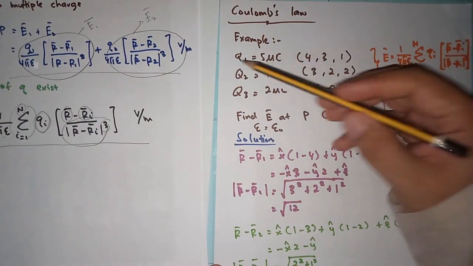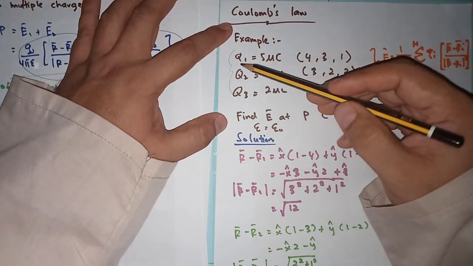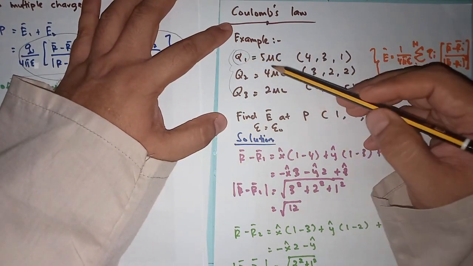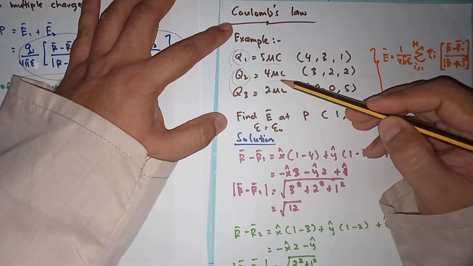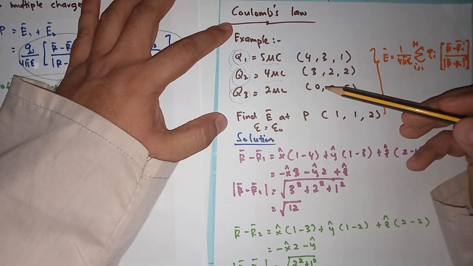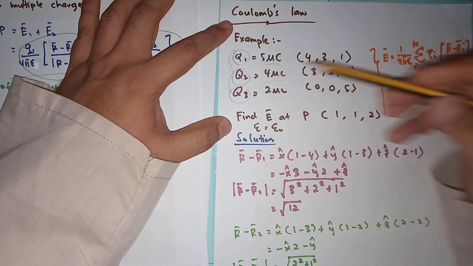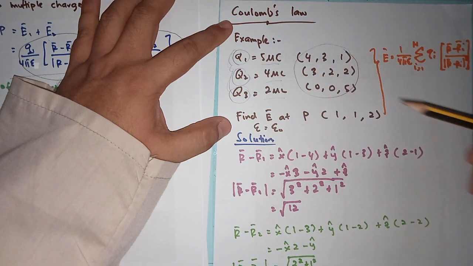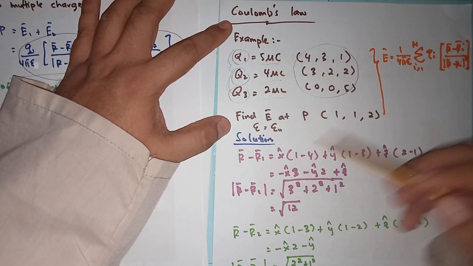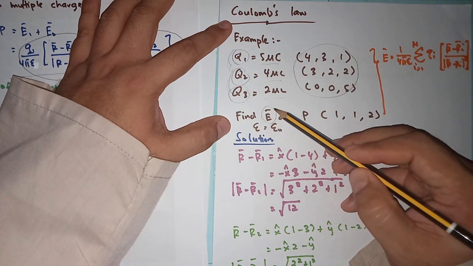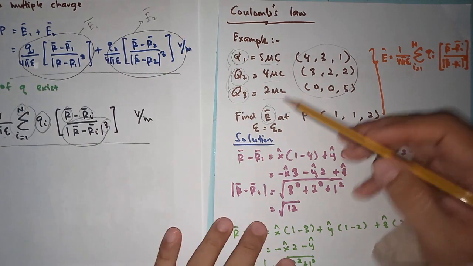Alright, so let's say we have 3 particle charges. For example, the value for Q1 is equal to 5 microcoulomb, the value of Q2 is equal to 4 microcoulomb, and the value for Q3 is equal to 2 microcoulombs, and each charge is located at dedicated coordinates.